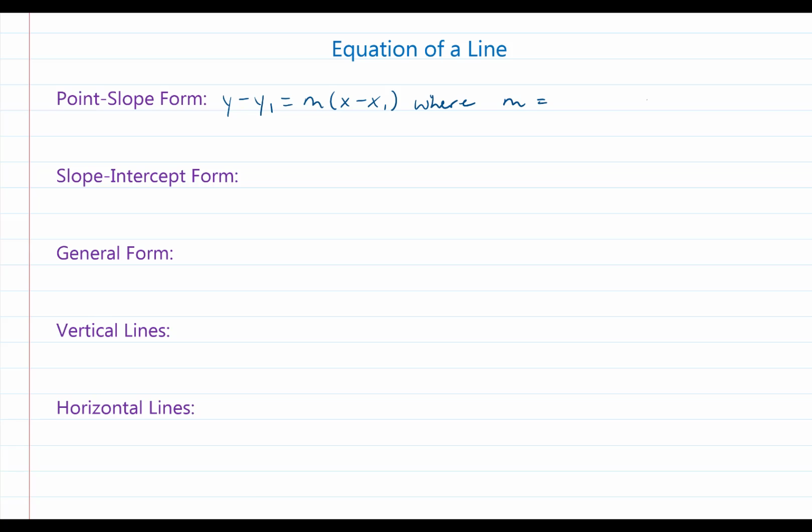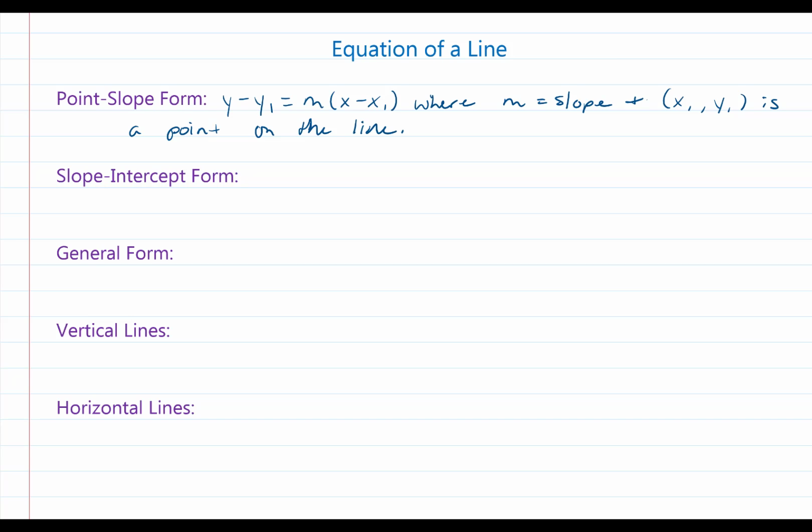where m is the slope of the line, and the ordered pair x sub 1 comma y sub 1 is a point on the line. And this can be any point that is on your line. Let's go to slope-intercept next.